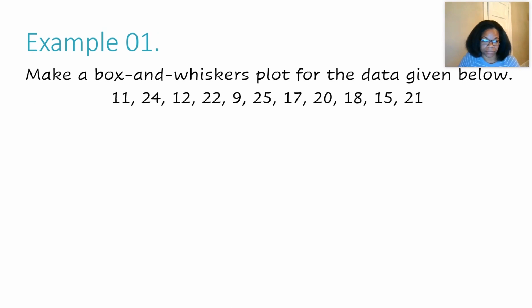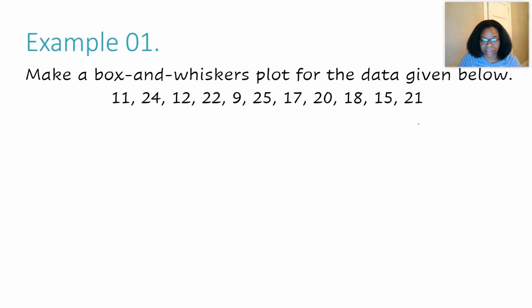Let's take a look at example number 1. The directions say make a box and whisker plot for the data given below. The data that I have is 11, 24, 12, 22, 9, 25, 17, 20, 18, 15, and 21. The first thing I'm going to do is order this data from least to greatest.